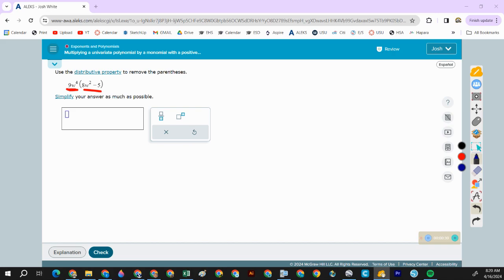So 9w to the fourth is considered a polynomial, and it only has one term, so we call it a monomial. And then 8w squared minus 5 has two terms. 8w squared is a term, and negative 5 is a term, so we call that a binomial. And here we're just multiplying. So we multiply the numbers together. 9 times 8 is 72. And then w to the fourth times w squared is w to the sixth, minus 9 times 5 is 45, w to the fourth.